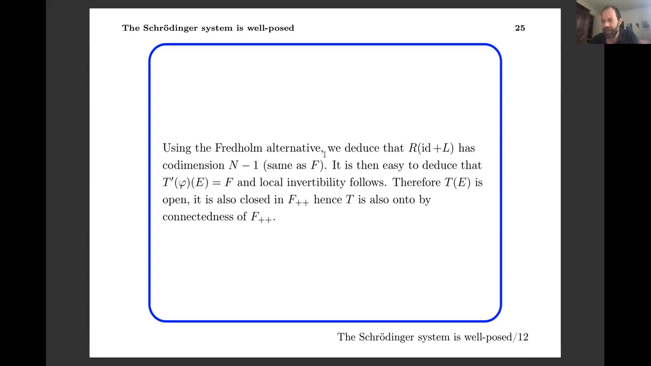It's just, you see, it has nothing to do with the calculus of variations or whatever. It's just computing the derivative and computing a null space of a certain nonlinear map.